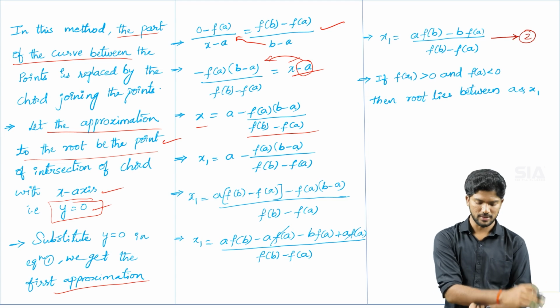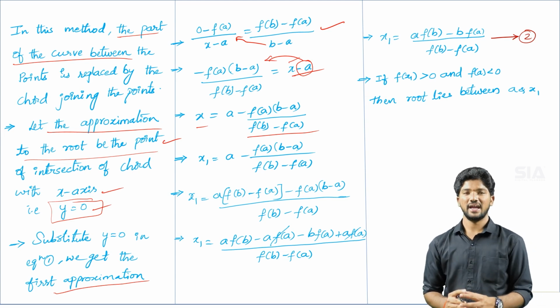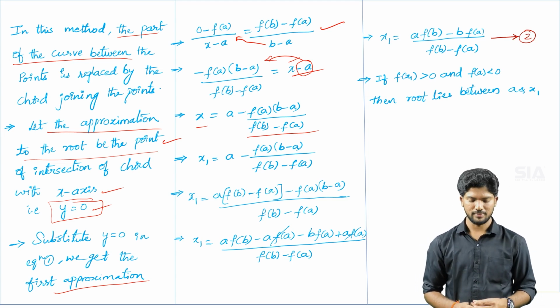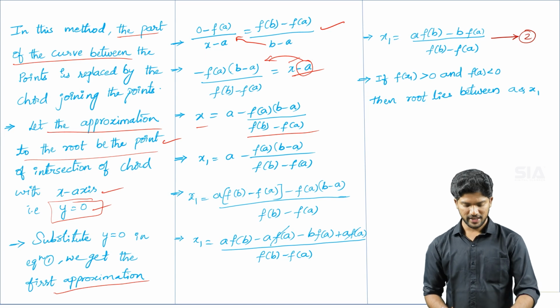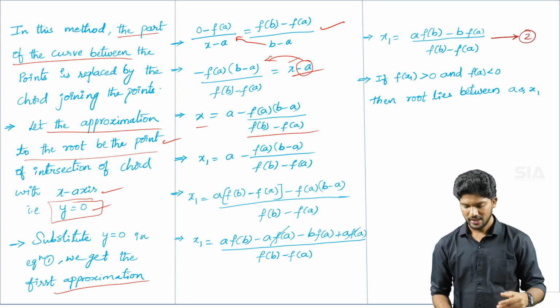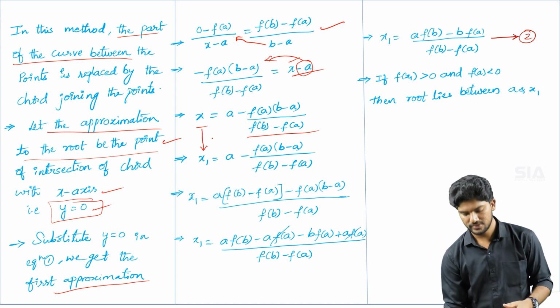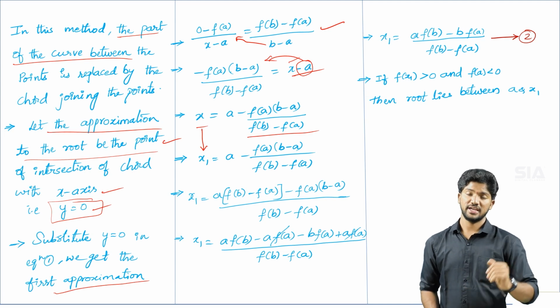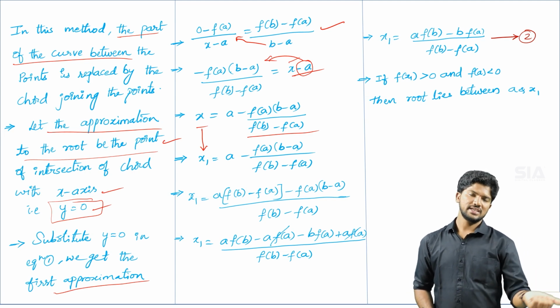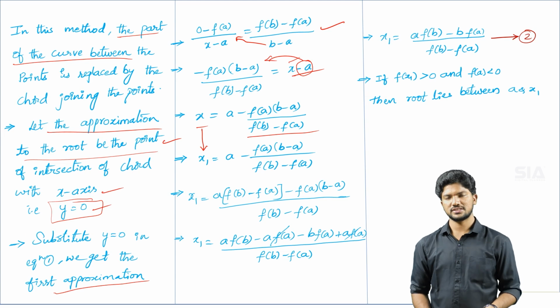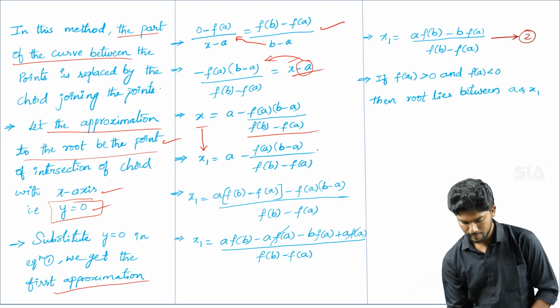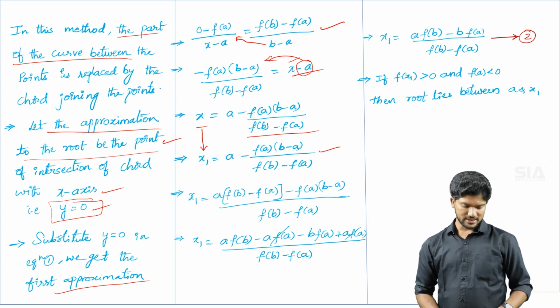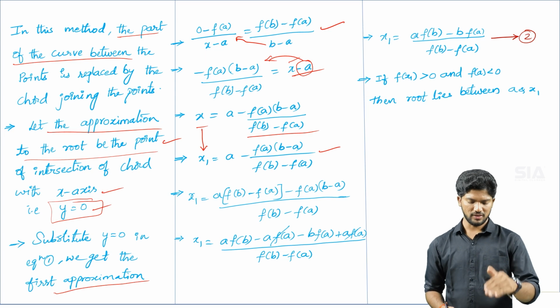So that is the LHS part. So therefore x is equal to a minus f of a into b minus a by f of b minus f of a. So it is not enough to just have x, so what we take is x1. Why? Because it is the first approximation. The initial approximation we got with y is equal to 0. Now in the first approximation, the x1 value is a minus f of a into b minus a by f of b minus f of a. The value does not change.